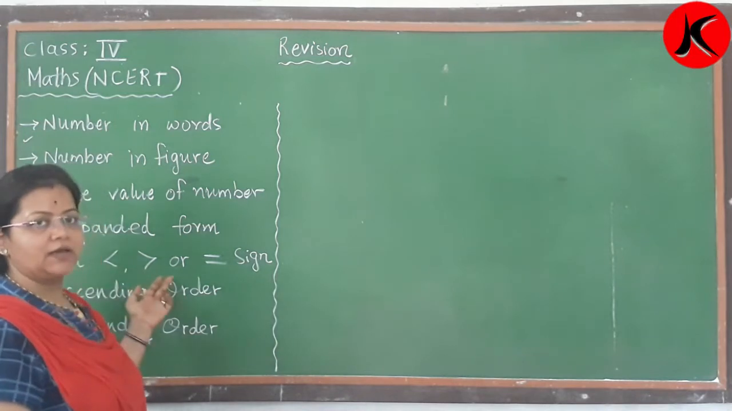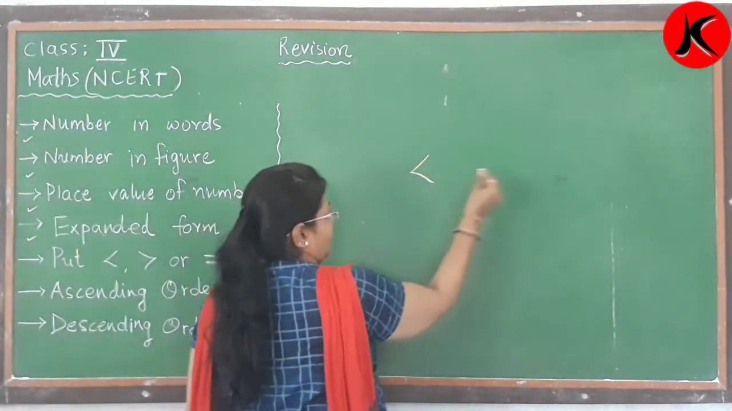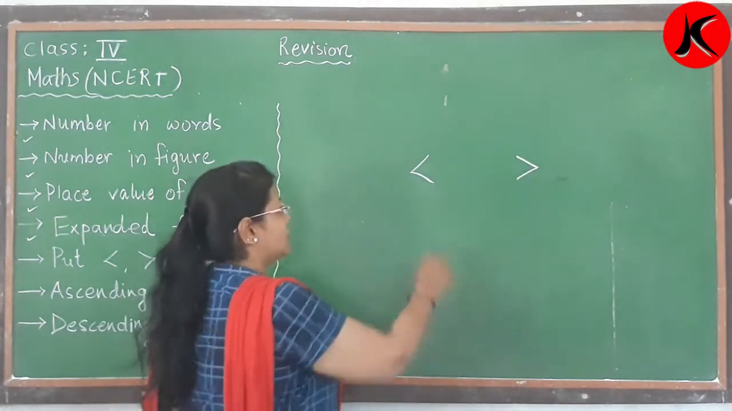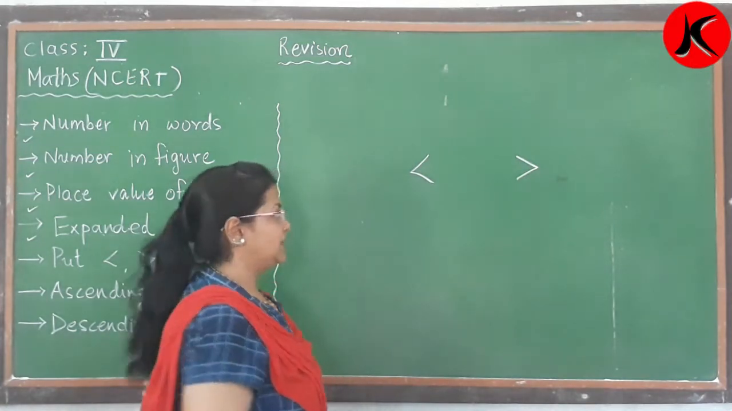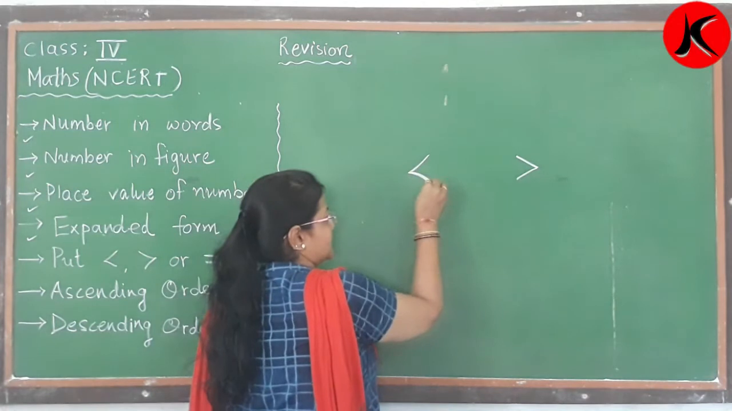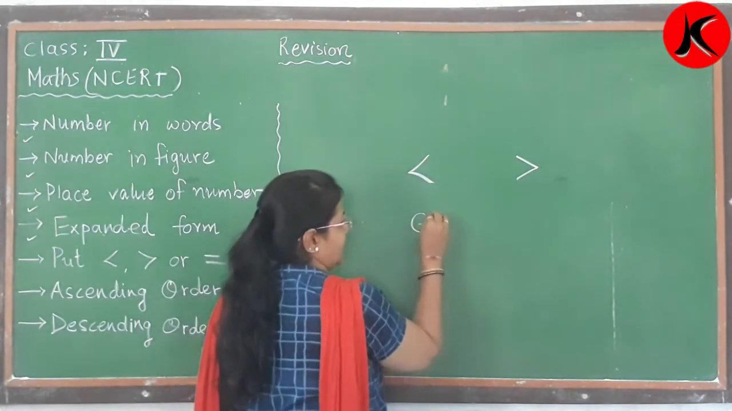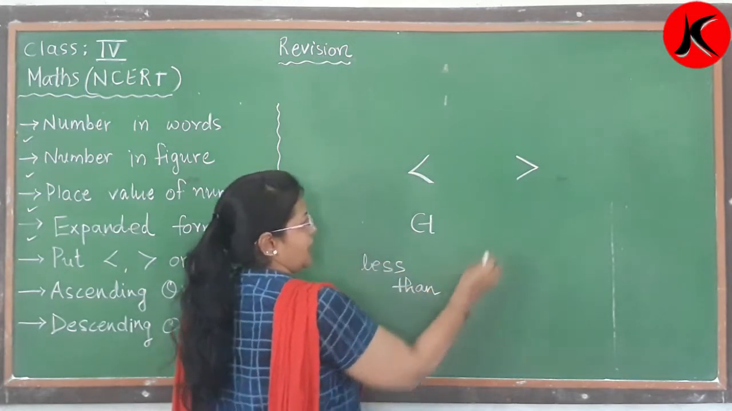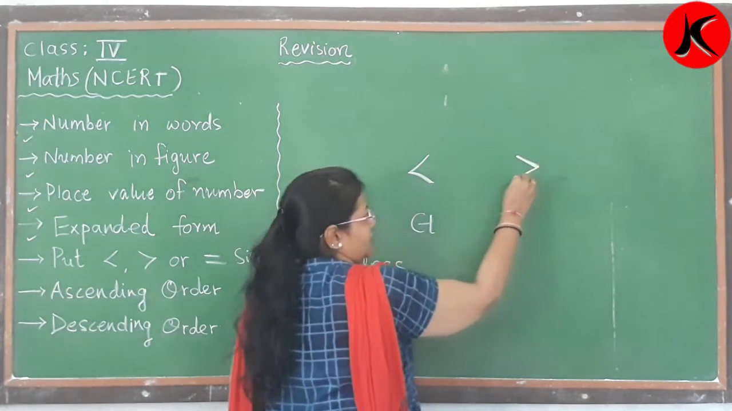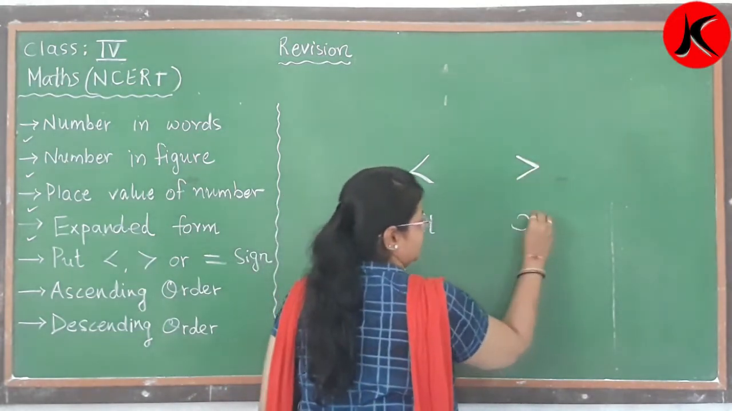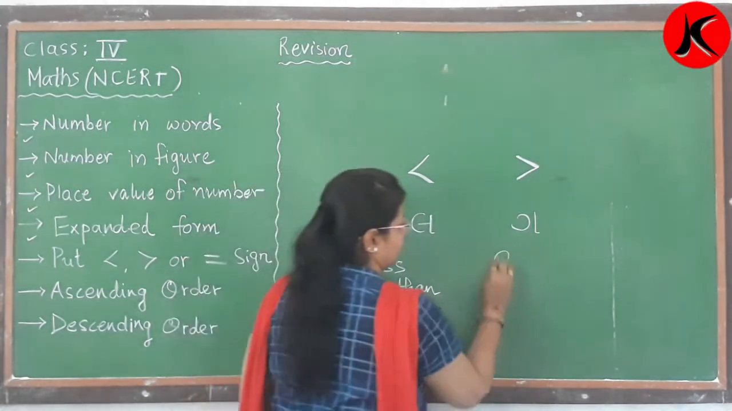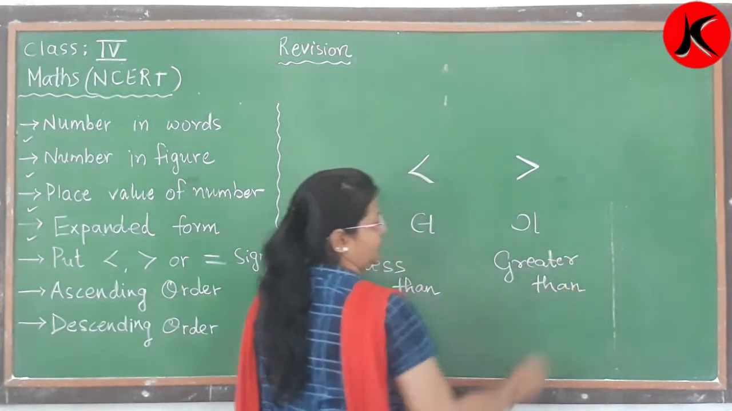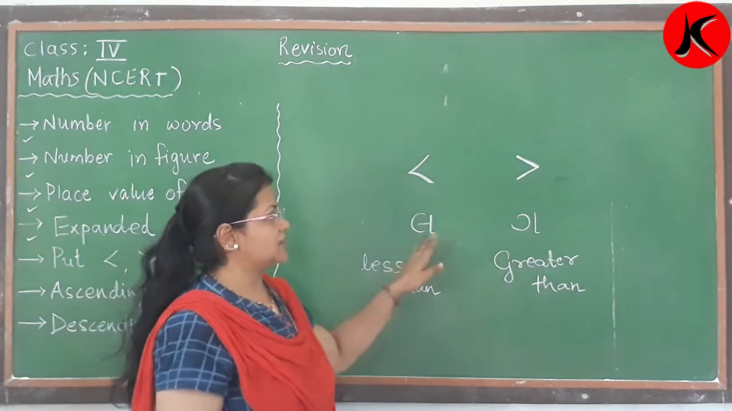Now here, less than and greater than. I will give you one hint on how to learn these two symbols. You know the Gujarati kakko, right? So this one is less than. For that we write "law", that means less than. And this one is greater than, right? So we write "go", and for that, greater than. Okay, so less than, greater than.